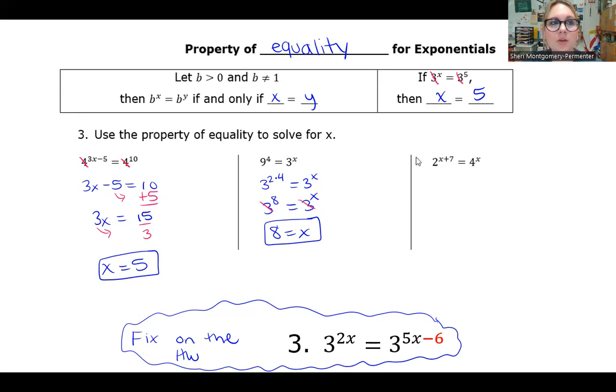For the last problem in this section, I have a base of 2 and a base of 4. They're not equal, but we can easily make them equal. I can't turn 2 into a 4, but I can turn 4 into a base of 2. 4 is the same thing as 2 to what power? Yes.